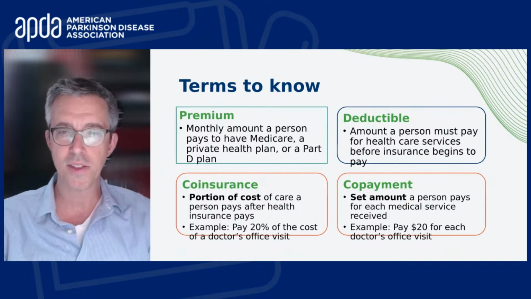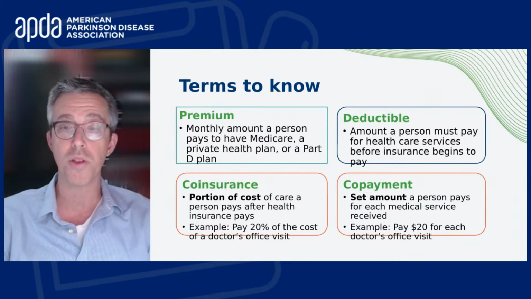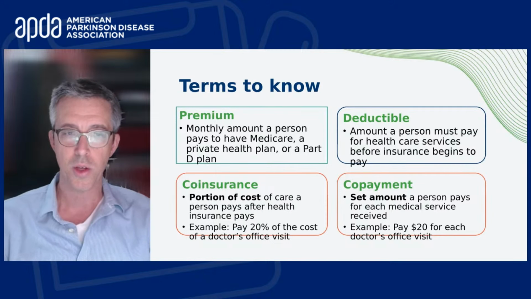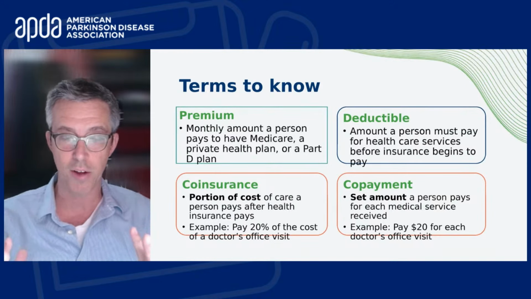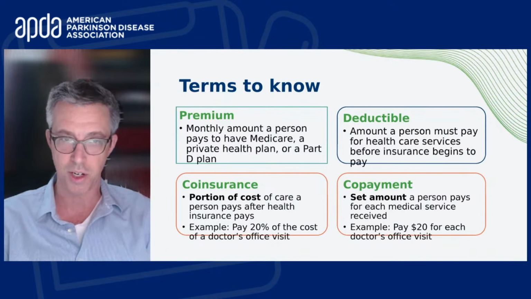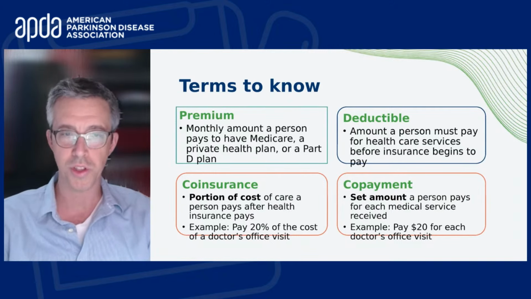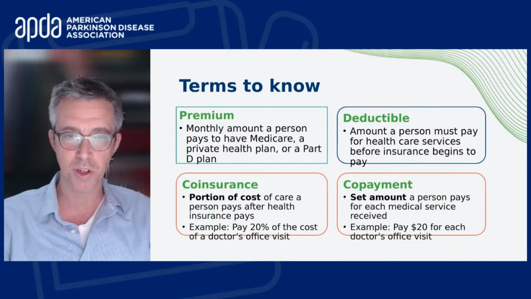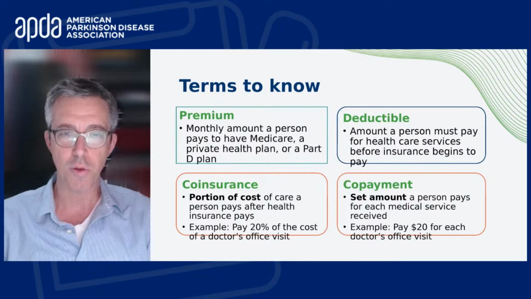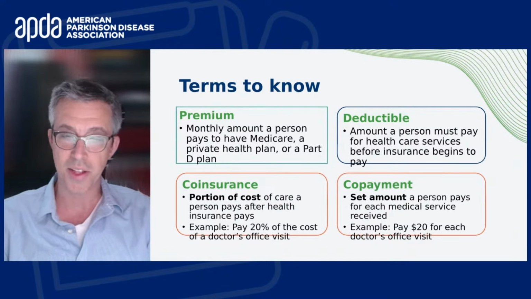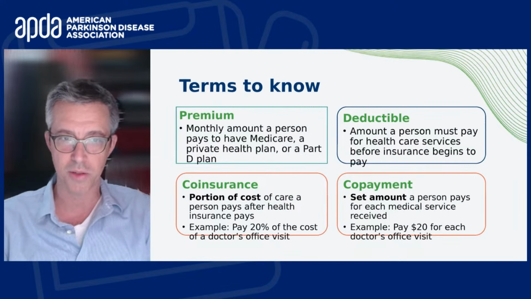Deductible. That's the amount a person must pay for healthcare services before the insurance begins to pay. So you have to pay up to $500 out of pocket before the insurance starts covering it. Coinsurance. This is a portion of the cost of care a person pays after the health insurance pays. So for instance, you pay 20% of the cost of a doctor's office visit after your insurance pays 80%. And that's how original Medicare covers outpatient costs.